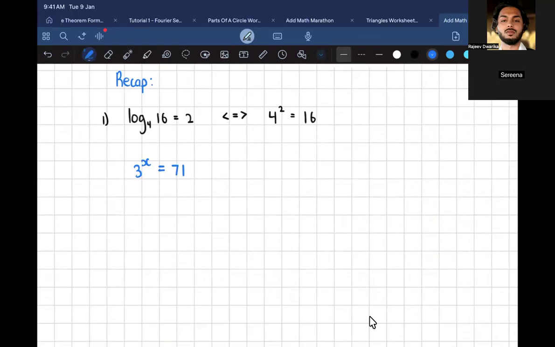What would you have to use to figure that out? You'd have to use the log base function in your calculator. So in this question, what's the base? The base is 3. What's the power? x. And the argument is 71. So I'll write log of the base, which is 3, argument is 71, and that's supposed to give me the power.